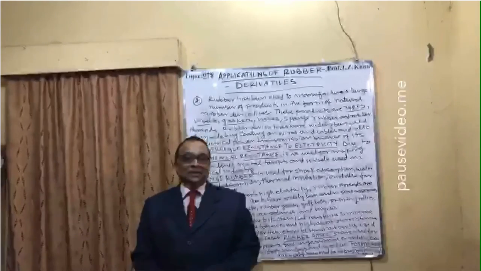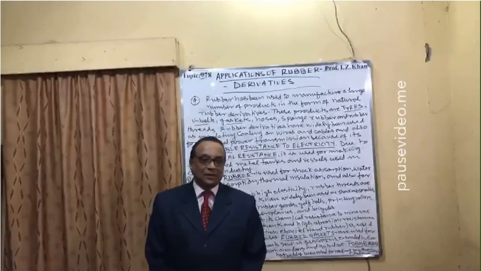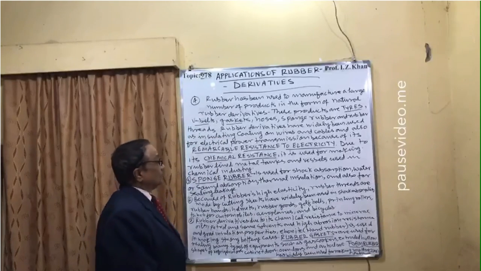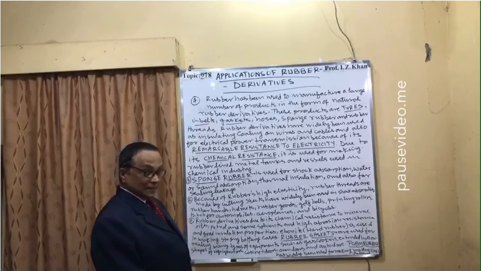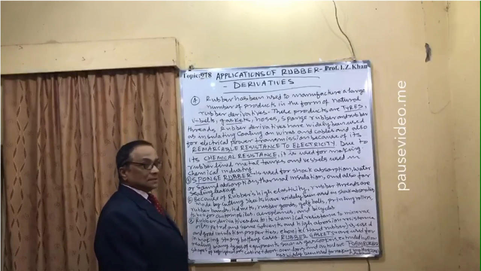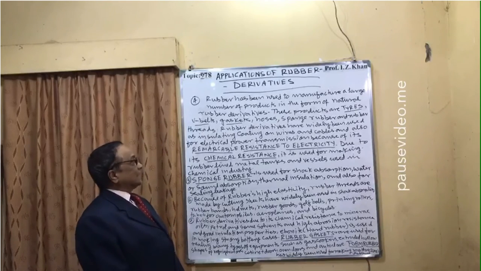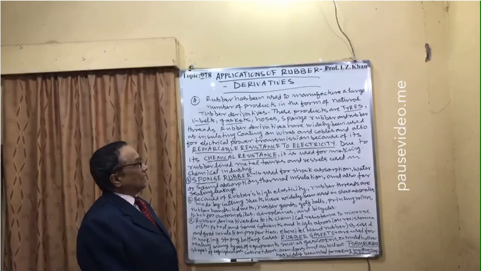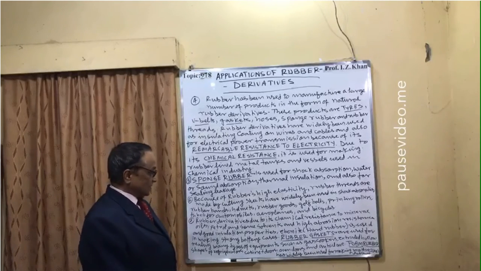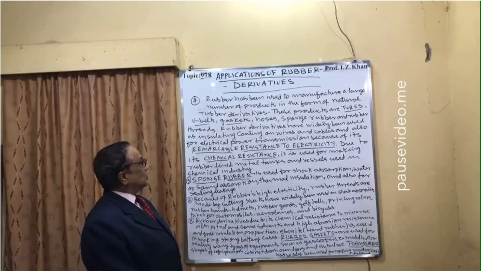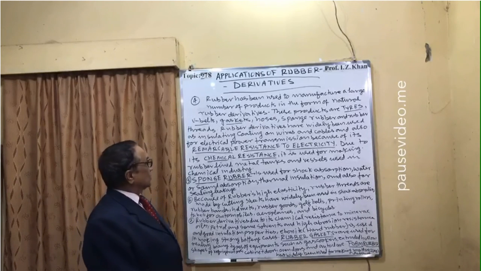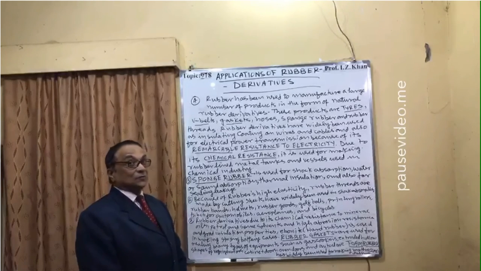So number four, I'm giving the applications of rubber derivatives and rubber. A variety of uses are given here. The rubber has been used to manufacture a large number of products in the form of natural rubber derivatives. These products are tires, V-tubes, V-belts, gaskets, hoses, sponge rubber, and rubber threads, and mattresses out of foam rubber. Rubber derivatives have widely been used as insulating coating on wires and cables, and also for electrical power transmission. This is a very important use.